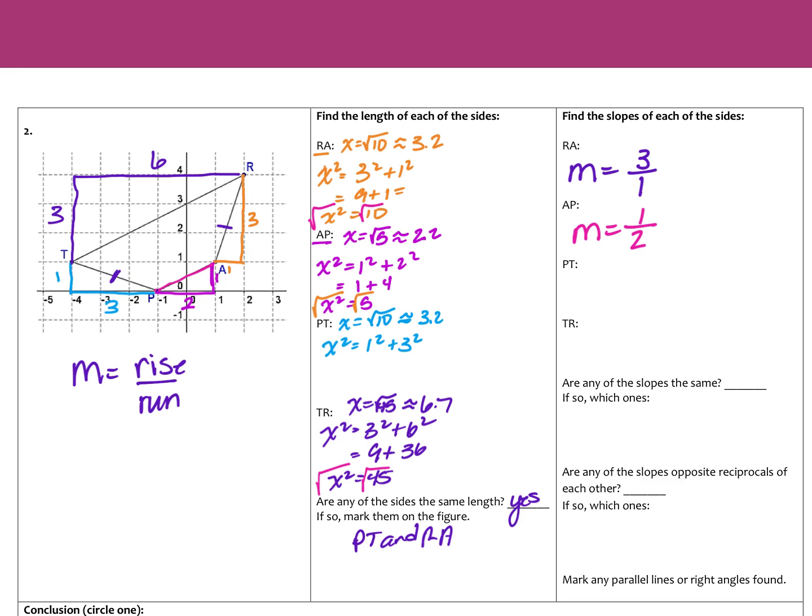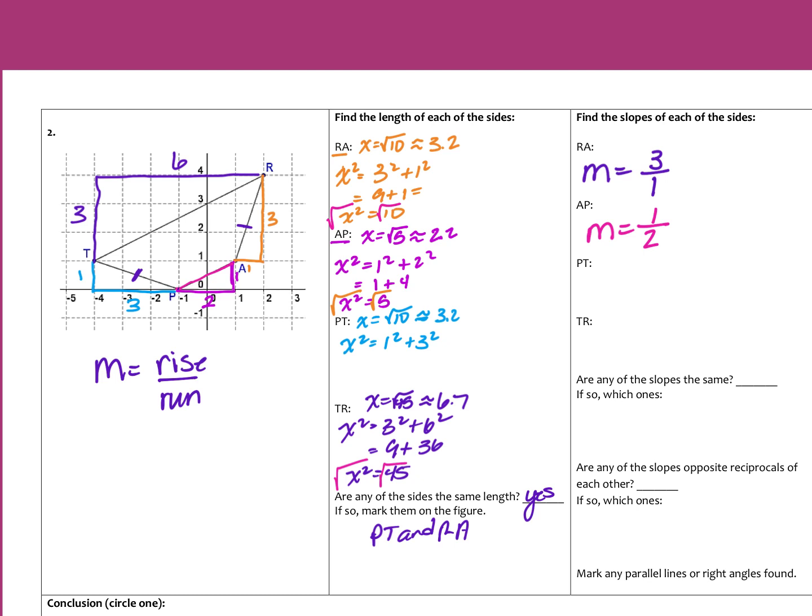So PT, where's PT at? PT is here. What's my slope here? Oh, let me change colors. My rise is 1. My run is 3. Is it positive or negative? Negative. Awesome. Okay. And then on TR, what's my slope? What's my rise? And what's my run? And is it positive? Yeah. And what does 3 over 6 simplify to? 1/2. Good.